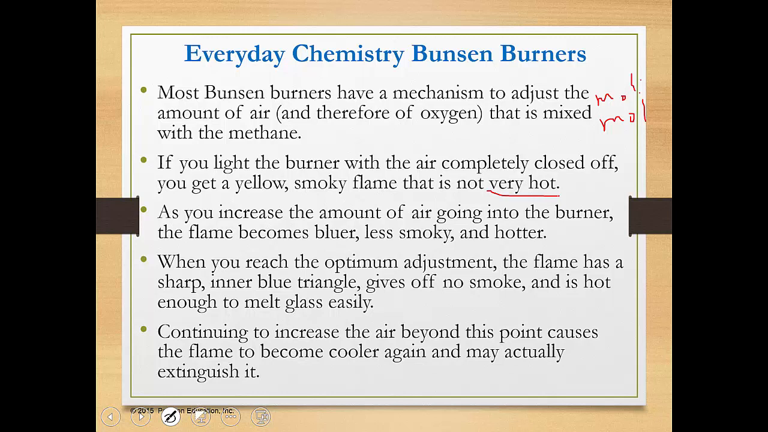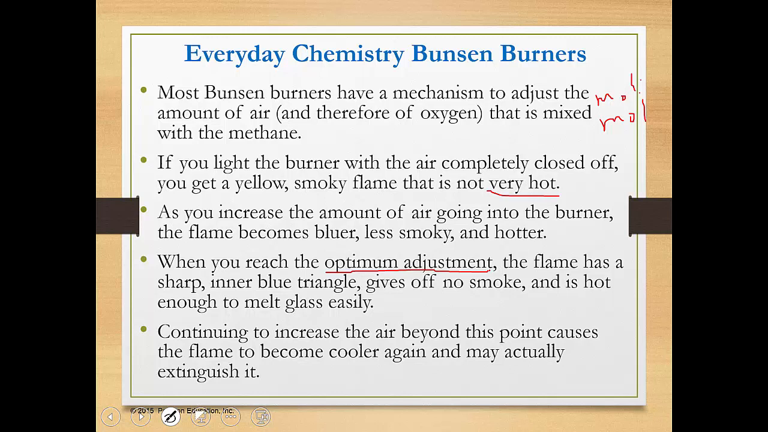What you're looking for is the optimum adjustment at which point the flame has a sharp inner blue triangle, and there's an outer cone that, unless you're in a darkened room, you almost can't see. It's very difficult to see under regular light conditions. It's giving off no smoke, and it gets hot enough to easily melt glass, which, if you look up the melting point of glass, is pretty impressive. I would encourage you to do that. It really makes an impression how hot these things can get. That's what you usually want to do to maximize the efficiency of your burner. You want a hot flame so you can heat things more effectively.